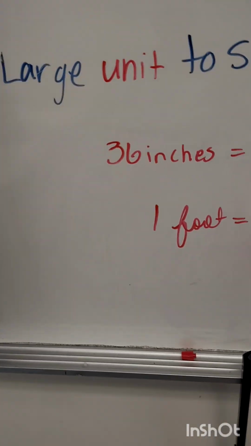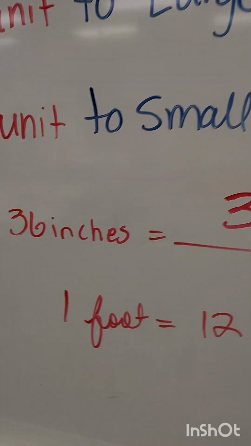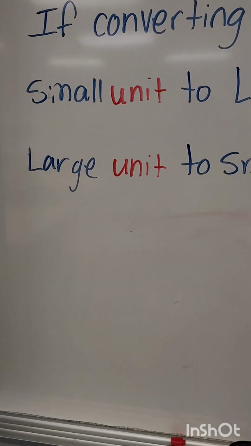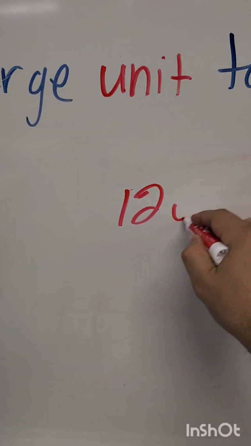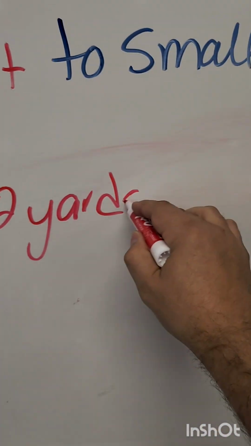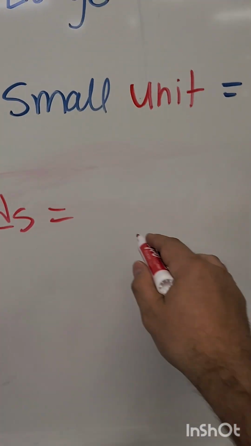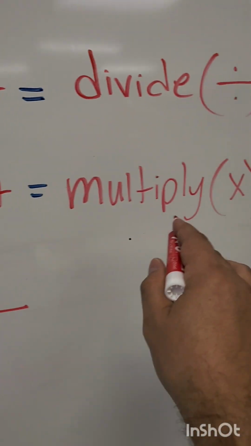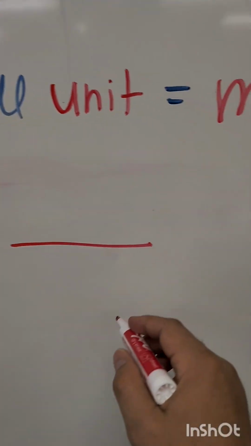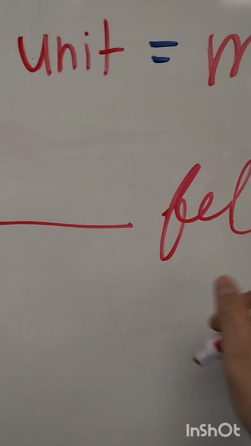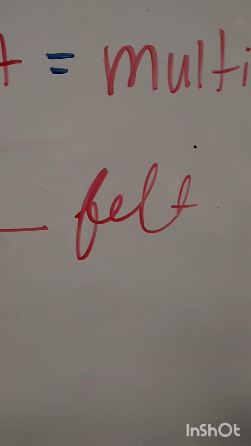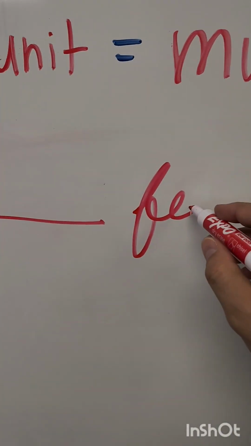Okay? Now let's do the opposite. If you take a larger unit, let's say 12 yards, and we're converting that into a smaller unit, I have to what? Multiply. So 12 yards into feet. What would that be? How much is 12 yards in feet?